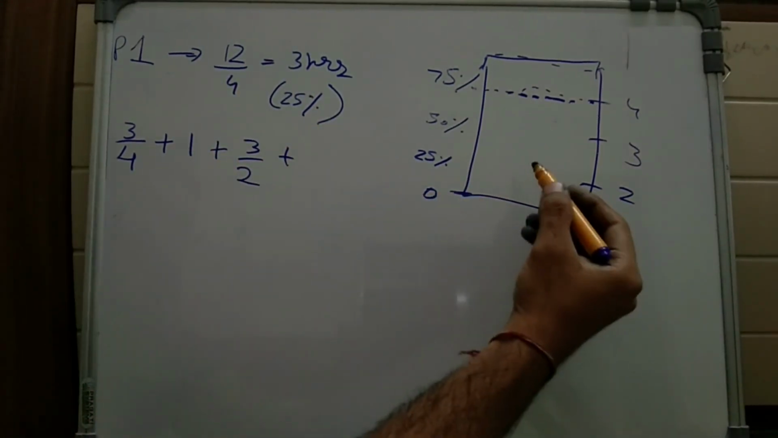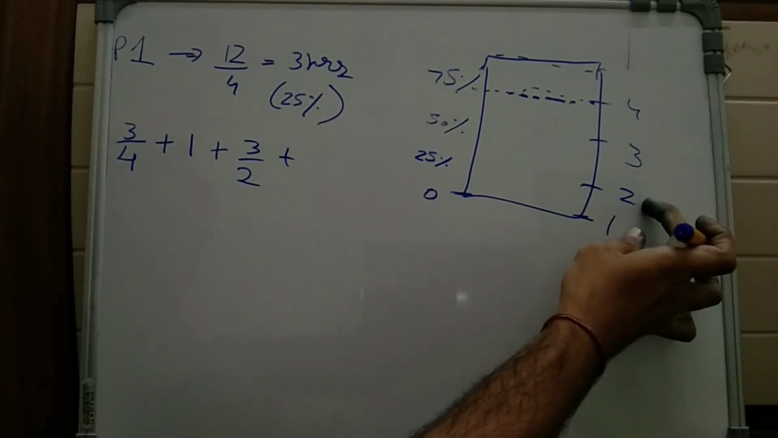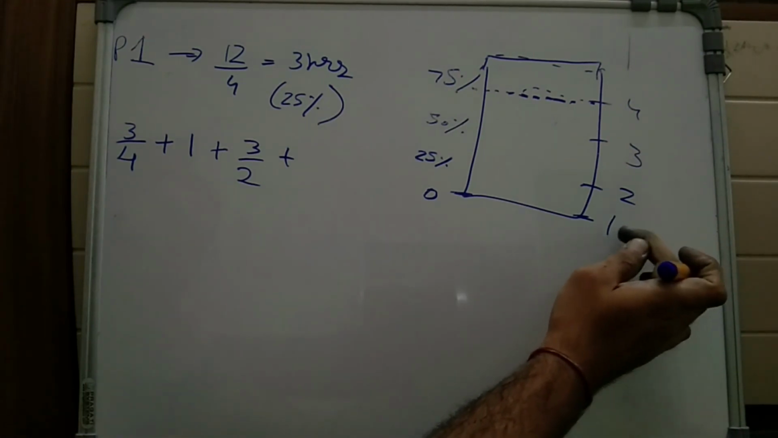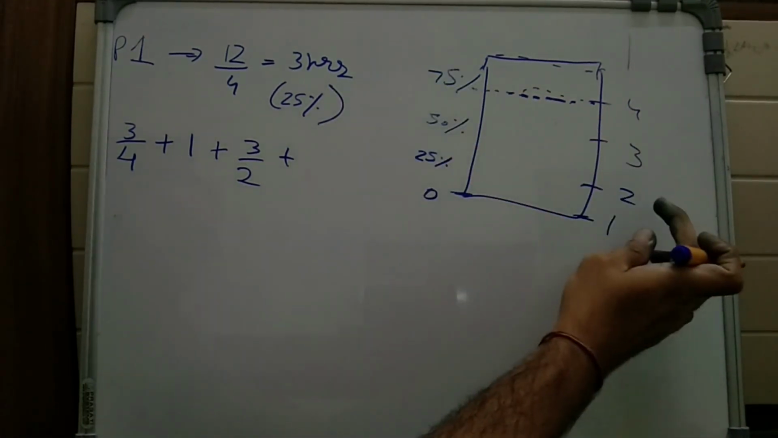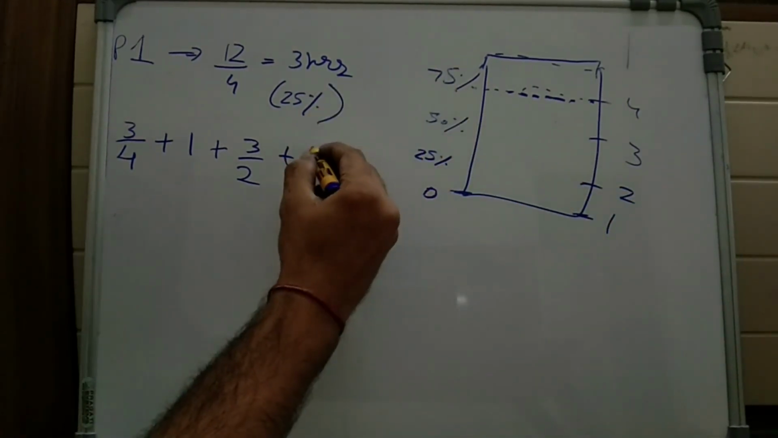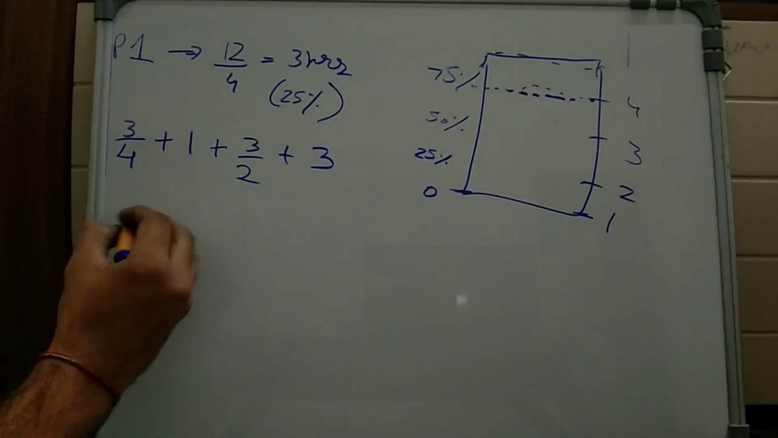And now the scenario is this: the water is at this level. Now I have only this much water and only pipe 1 is working. So pipe 1 is taking 3 hours to empty this 25% of the tank. So plus 3. So this is the total time which is required in the question.